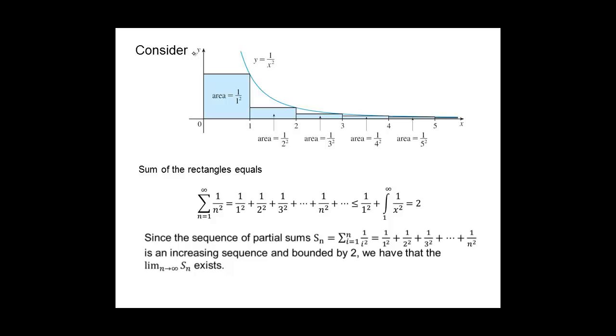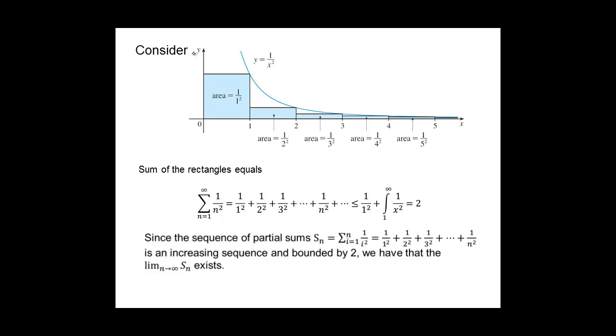So notice the blue curve that I have here, that's the graph of 1 over x squared. What I want to show is that the series that we have is actually the sum of the areas of the rectangles. Okay? Let's see how. I have the graph of 1 over x squared. Everybody's okay with that?